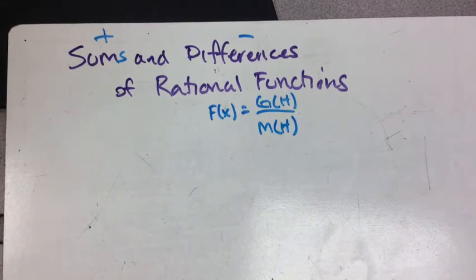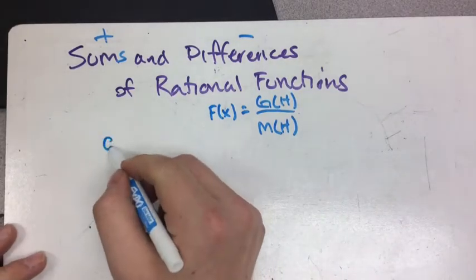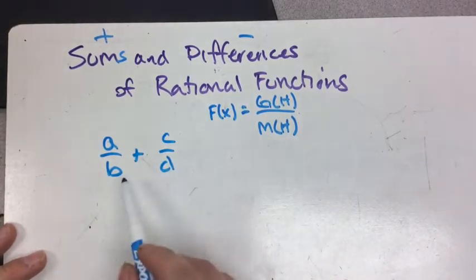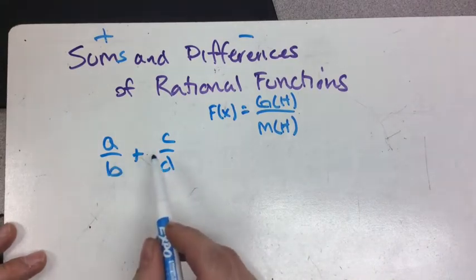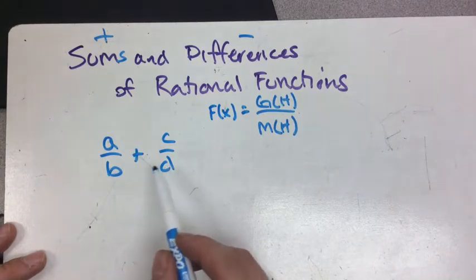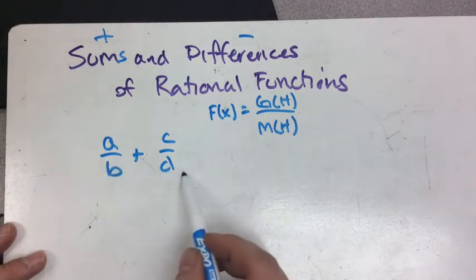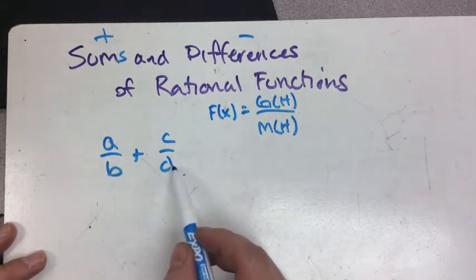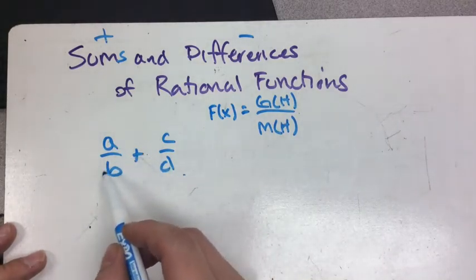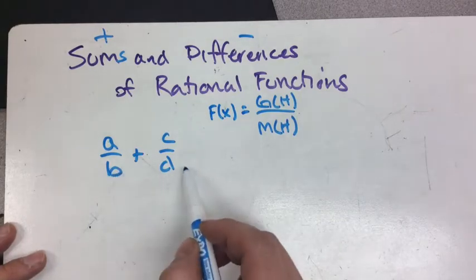Unfortunately, for sums and differences of these functions, we have to think back to our fraction rules. Multiplication and division have nice little rules to them. However, when we're adding fractions, a over b plus c over d, we have to have common denominators. So we have to make sure that each denominator has the same thing in it. This one has a b, but it has no d. And this one has a d but no b. So we have to be clever to somehow get a d in here and a b in here.